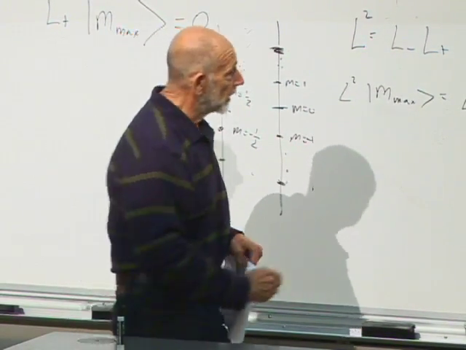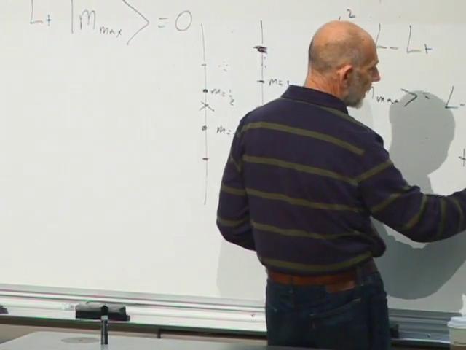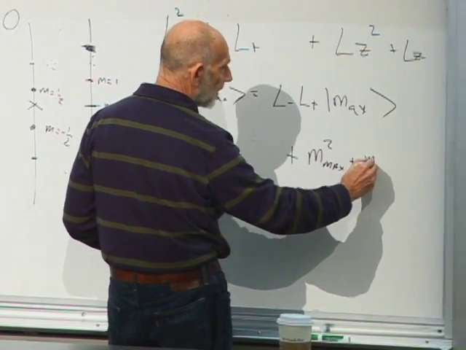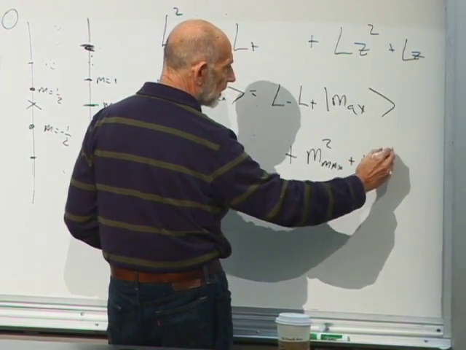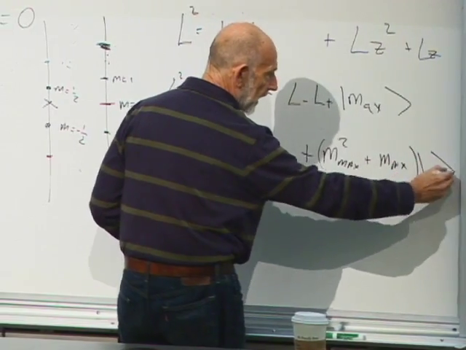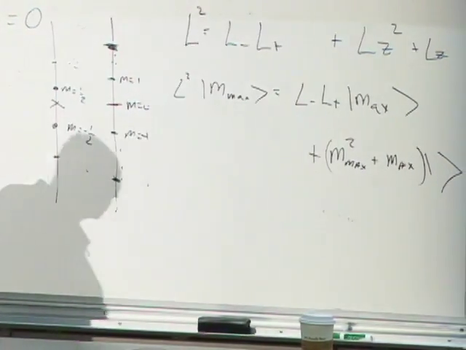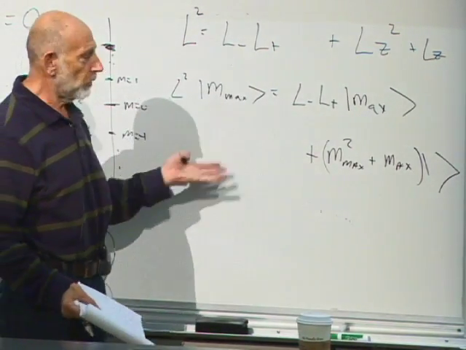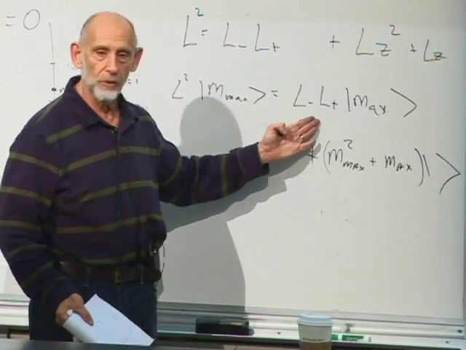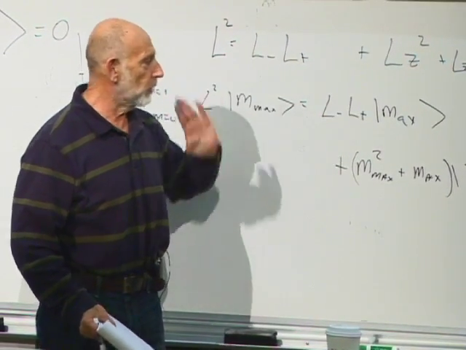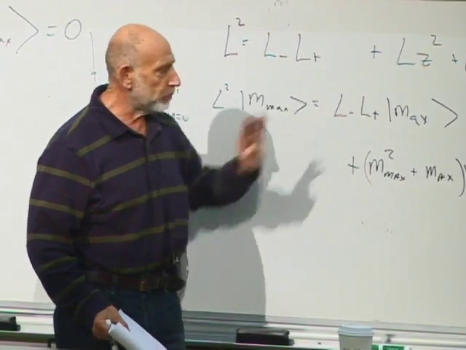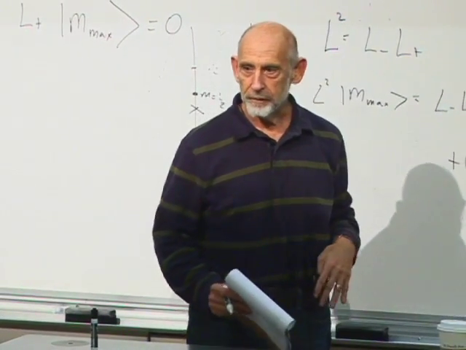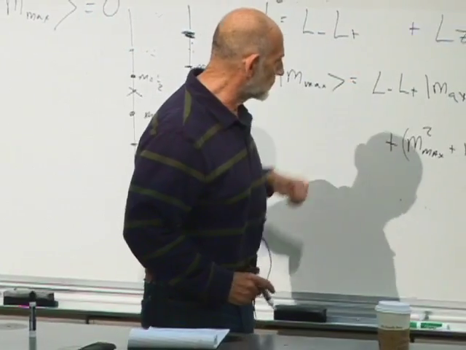So here we get plus M max squared plus M max times the ket vector M max. Well, what about this? I went through all this effort, but I'm still left with something I don't know what it is. Zero. But I do know what it is, because L plus, when it hits M max, has nowhere to go. All right, we've reached the ceiling. This is zero.